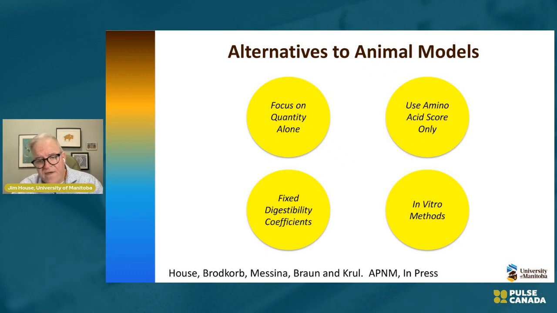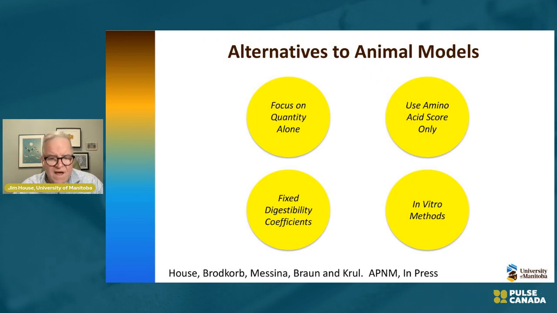So one way to do that is just focusing on the amino acid score only, without a correction for digestibility. Or we could use the amino acid score in conjunction with a fixed digestibility coefficient. Say everybody uses 0.8 as a digestibility coefficient. That would require consensus across the sector to say that we're going to establish a digestibility coefficient for all proteins at 0.8 or 0.85.